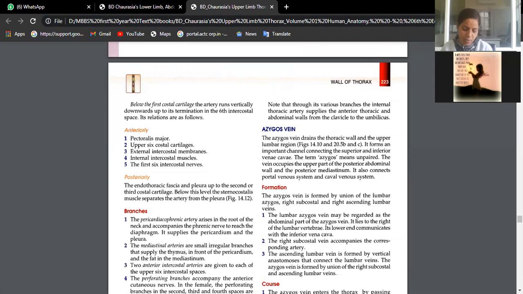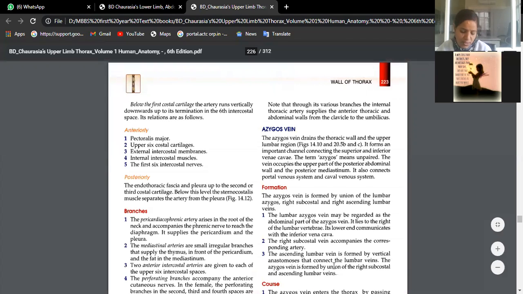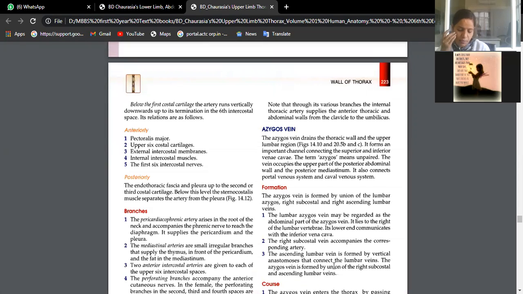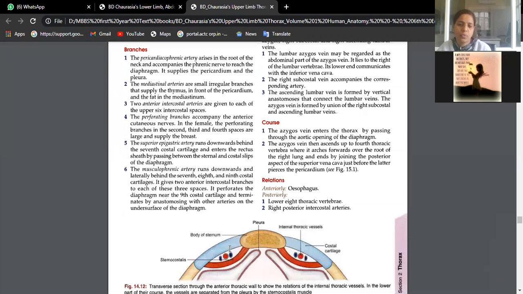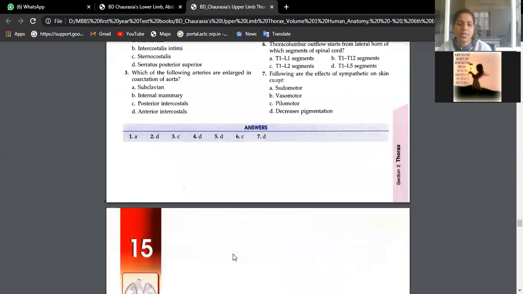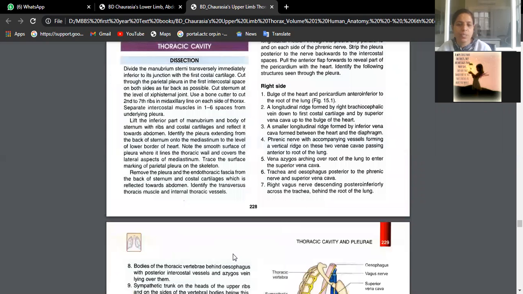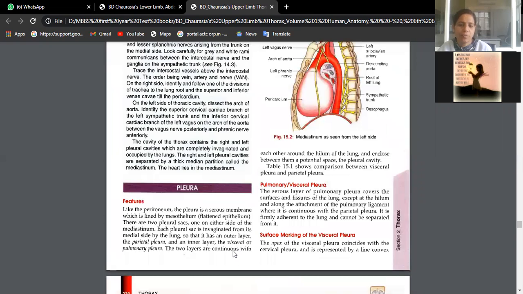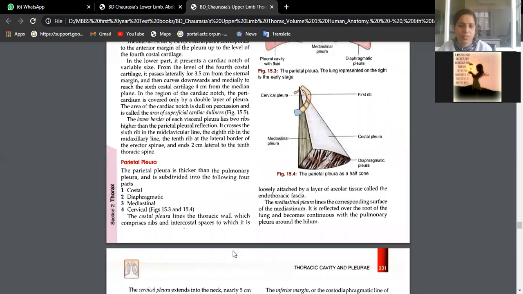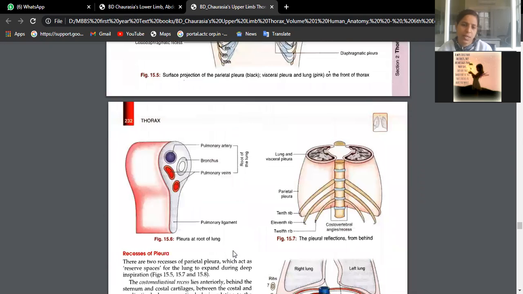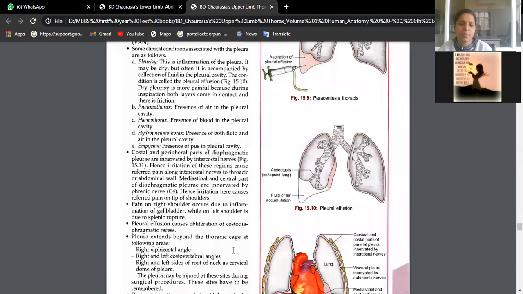So that finishes the major questions. Then we have only 2 markers, like pleural recesses. What are the pleural recesses we have? Costomediastinal recess and costodiaphragmatic recess. The one towards the mediastinum is the costomediastinal recess, and the one towards the diaphragm is the costodiaphragmatic recess. These are extra spaces which allow the lungs to expand freely during deep breathing.